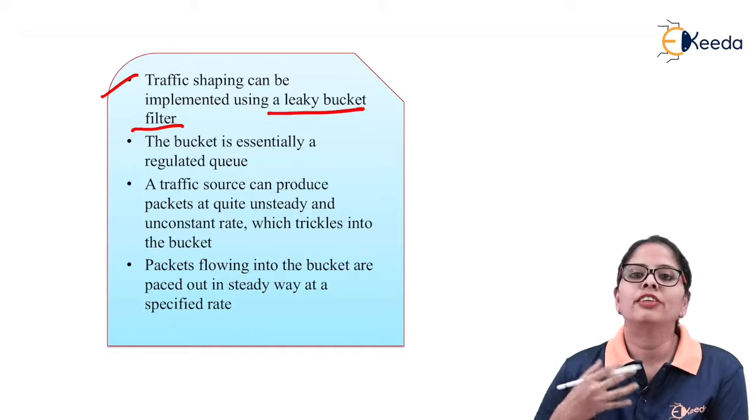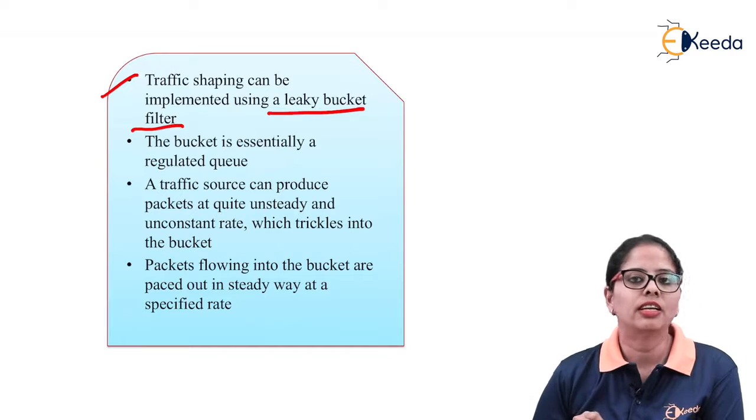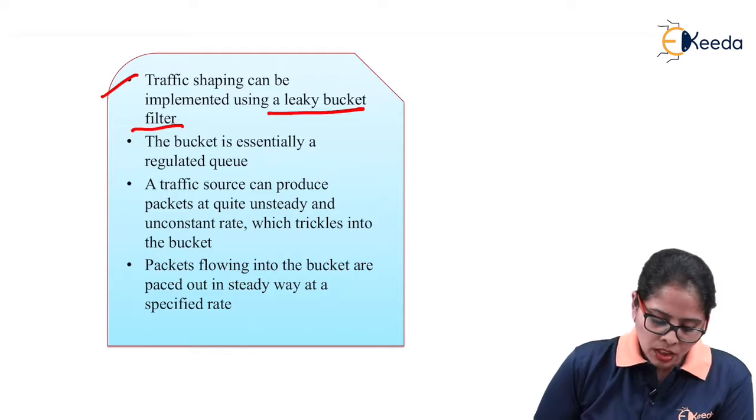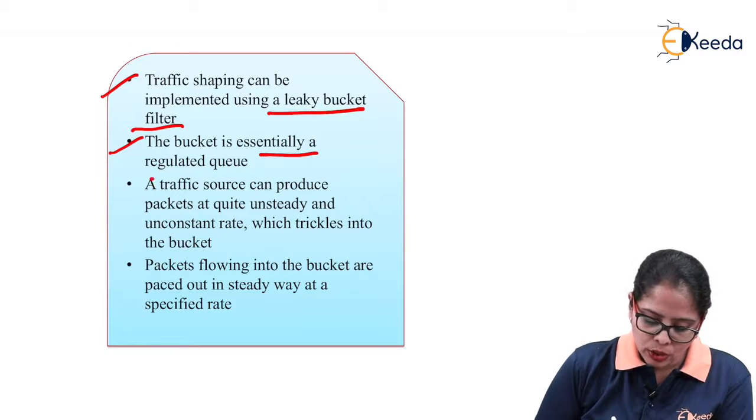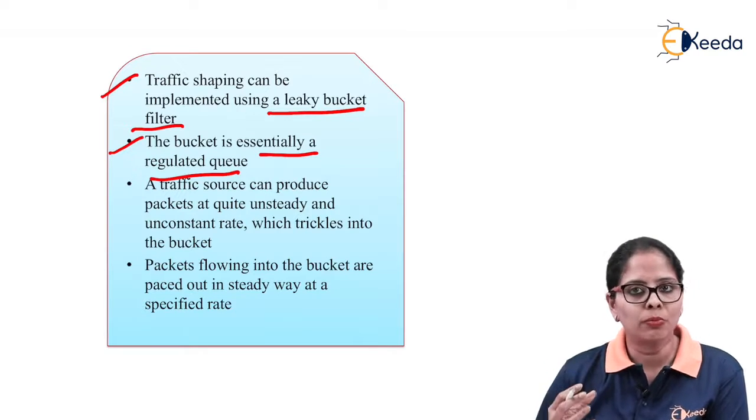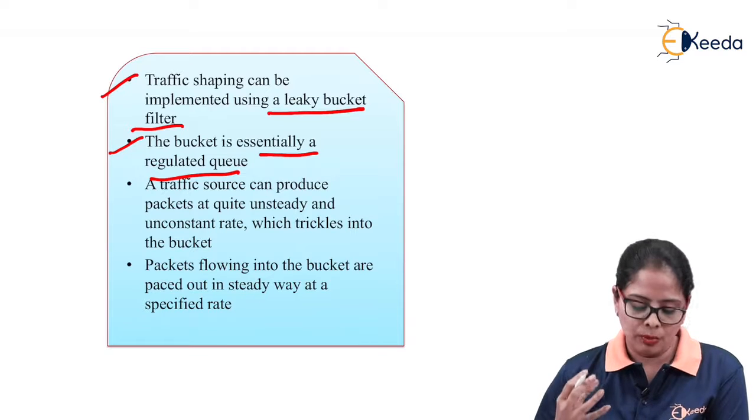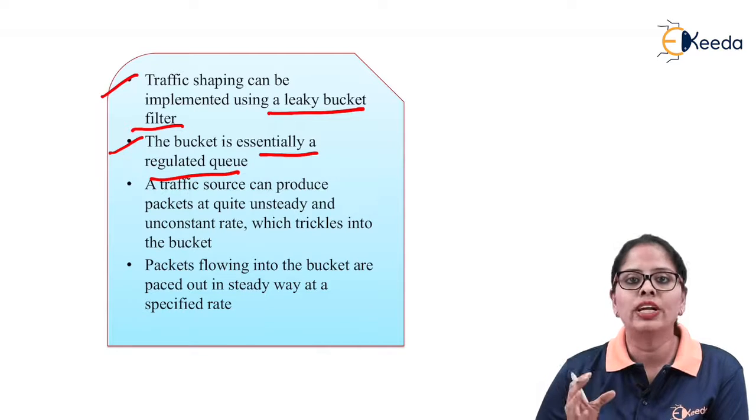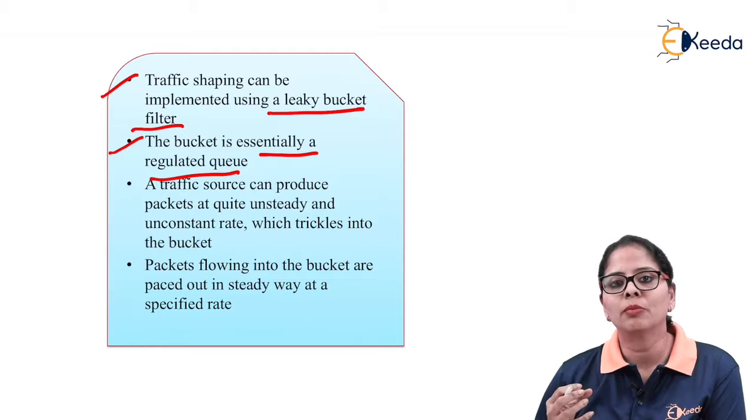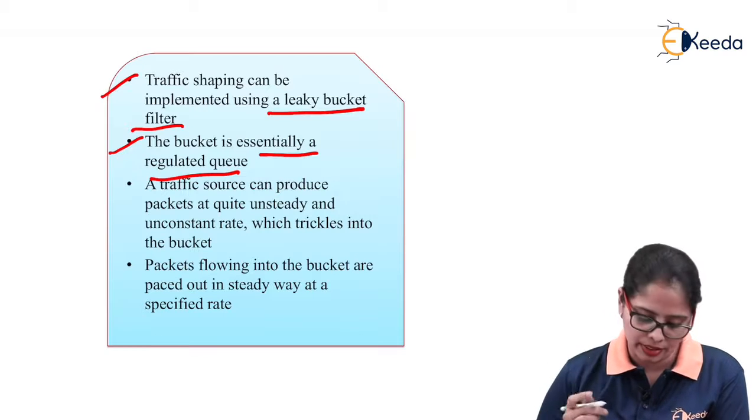So basically for traffic shaping, we are using different techniques. One of the techniques is the leaky bucket. The bucket is essential to regulate the queue. So with the help of the leaky bucket, we can regulate the queue. Queue means the number of incoming packets and the number of outgoing packets.